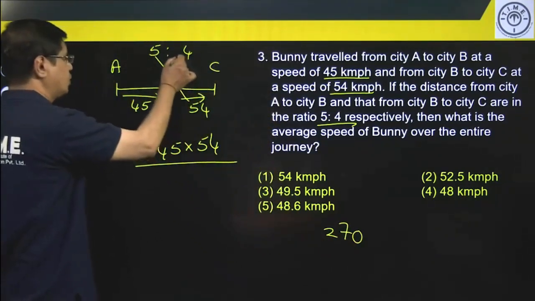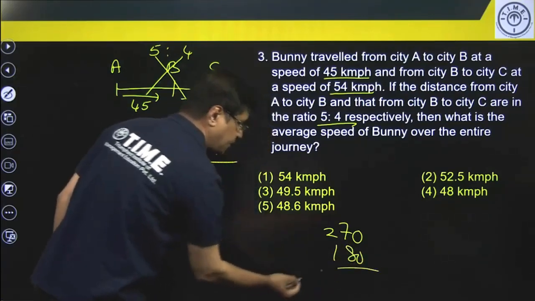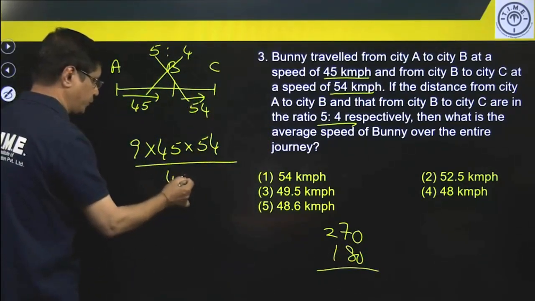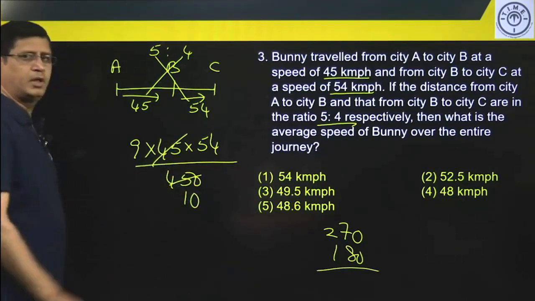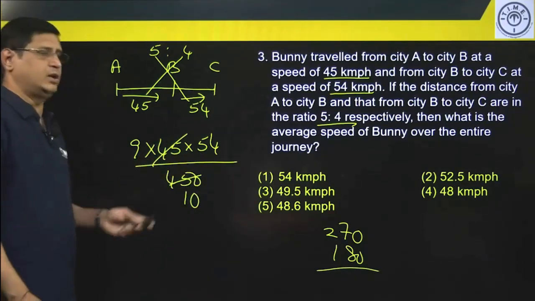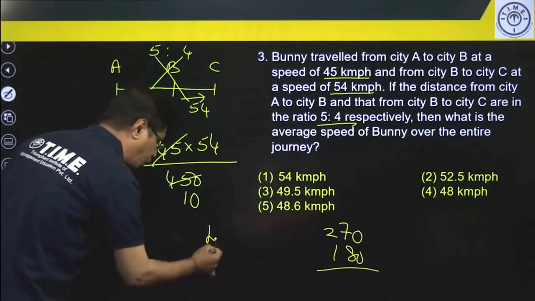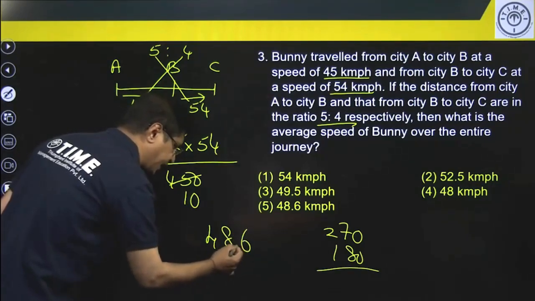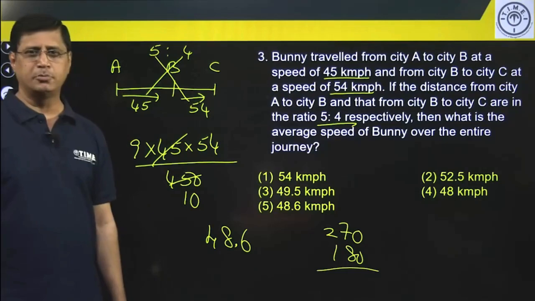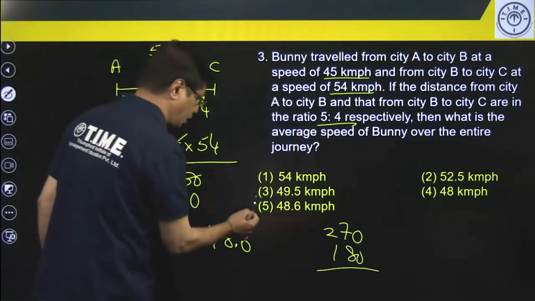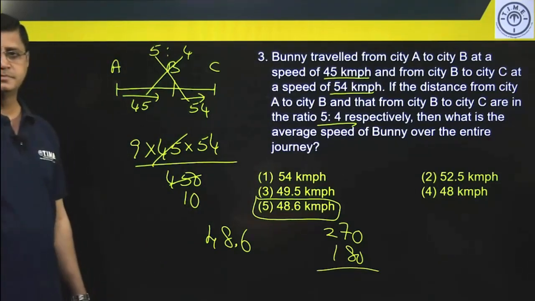Now 4 times of 45, that is 180. Sum of these two values is equal to 450. 45 it was exactly 10 times. Now simplify. 50 into 9, 450 plus 36, 486. 486 by 10, that is 48.6 kilometer per hour. The answer choice, option 5. The answer choice is 5.